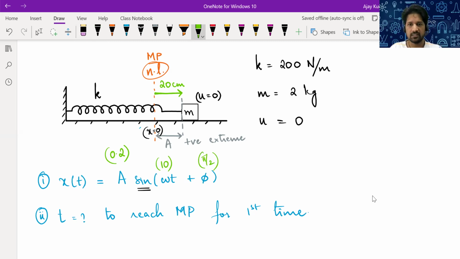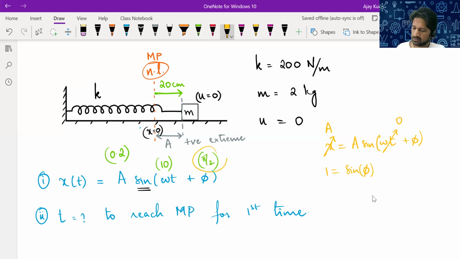Or you could have done it like this also. How to determine phase constant? Phase constant depends on the initial position and direction of motion of the object. Initial means at t equal to 0, where is the object and which way is it moving? At t equal to 0, this object is at positive extreme plus A. So in the general equation, x is equal to A sine omega t plus phi, at t equal to 0, the displacement is plus A. Cancel A and A, you get 1 is equal to sine phi. Sine of what angle is 1? 90 degrees. So the phase constant becomes pi by 2. That's all. So that's the displacement time equation for this object.